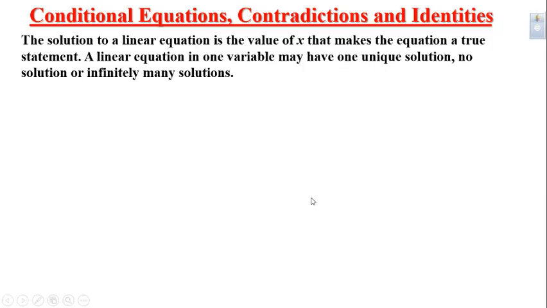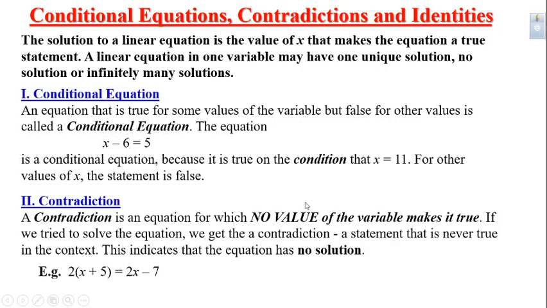I just made a quiet error here. So let's see. So we have 2 times x plus 5 is equal to 2x minus 7. Let's try to solve this. What we will do is distribute the 2 to the x and the 5. So we'll get 2x plus 10 is equal to 2x minus 7.